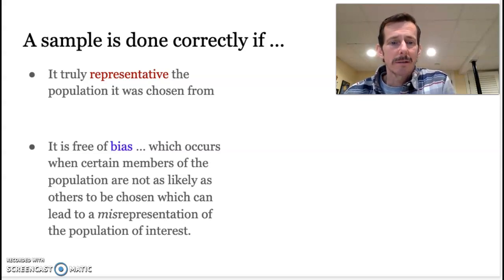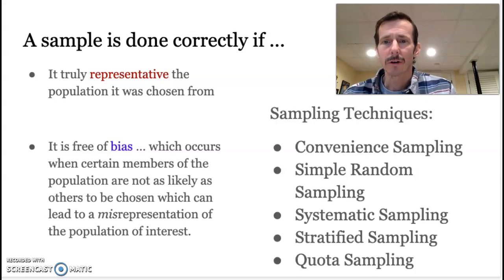It can sometimes be the way you word a question. If you're asking a question on a questionnaire, it can be a way you distribute a survey. It can be how you pick the individuals in your sample. All of those things can lead to bias, which leads to misrepresentation. So we are going to focus on sampling techniques. These are the 5 that we're going to focus on. Convenient sampling, simple random sampling, which I will refer to as SRS from now on, systematic sampling, stratified, and quota.